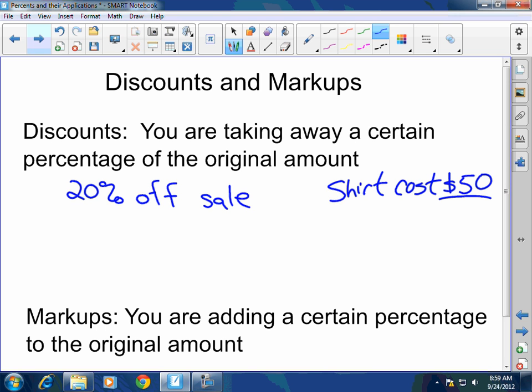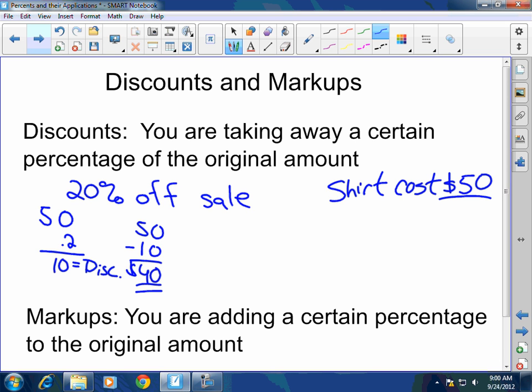Okay, now, two ways to do this. You could find 20% of 50 and then subtract that from 50. But that's two operations, isn't it? Right? What I'm saying there is you could go 50 times 0.2, that's $10, right? That equals the discount. Now, $50 the original minus the discount, the total sale price would be $40. That's one way you could do it.